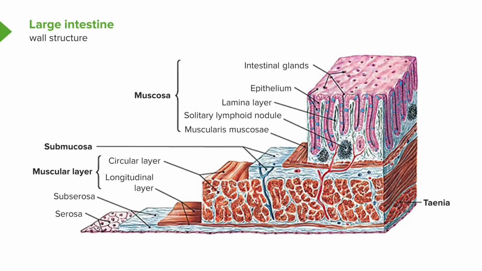If we look at the wall structure of the large intestine, we can see we have this band of longitudinal muscle. But importantly, it is just associated with a taenia. We don't have that complete band of longitudinal muscle. Remember those 3 taeniae coli. But we also have the circular layer, which is consistent around them.